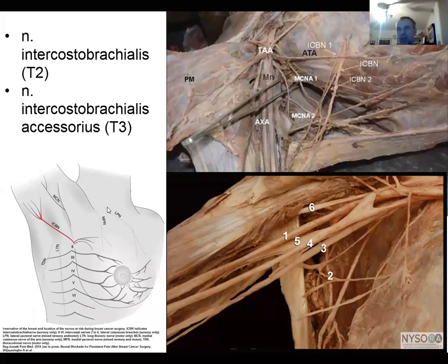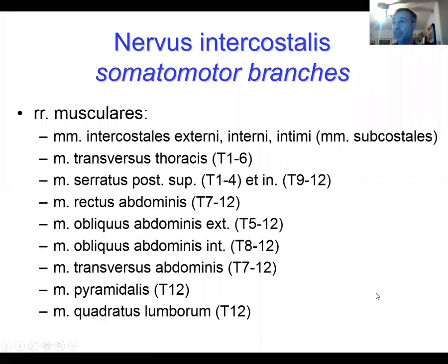Please remember these intercostobrachial nerves. And finally, the intercostal nerve supplies the muscles. And which muscles? We have already talked about the intercostal muscles, so the external, internal, and innermost, plus the rudimentary subcostal muscles in each intercostal space. Then a muscle on the posterior aspect of the sternum, so transversus thoracis. So these are proper thoracic muscles.